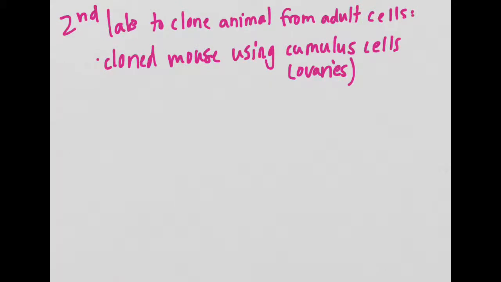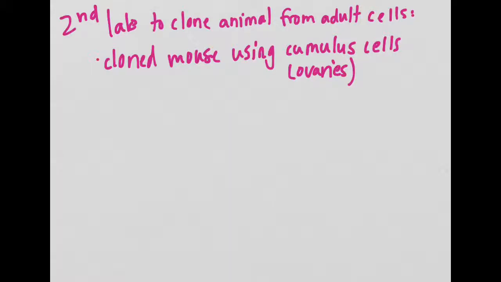So the second lab that was able to successfully clone an animal from an adult cell was a lab in Hawaii. And what they did was they were able to clone mice using something called cumulus cells. We find those in the ovaries. So this was a slightly different process because they didn't actually grow the cells in a culture, but instead they actually used the cells immediately, unlike what they did with Dolly. Also, they didn't fuse the cells here.